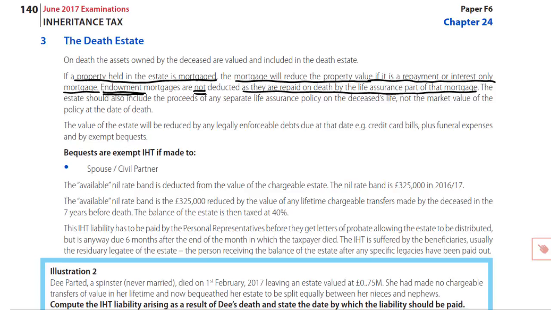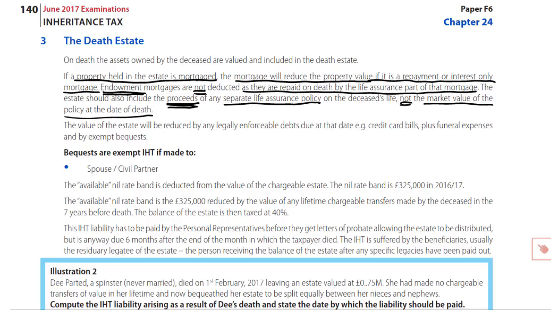The estate should also include in it the proceeds of any separate life assurance policy. Note, the proceeds. Now that might seem very obvious, but two figures will be provided to you on any exam question, and that will be both the proceeds, which is the figure that you want, proceeds that were realised on the death of the taxpayer, re this life assurance policy. It is that you use rather than what will be a separately given figure, and that would be the market value of the policy at the date of death. That is not the figure we use, we pick up the proceeds.